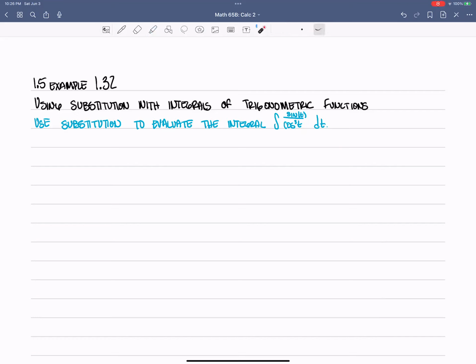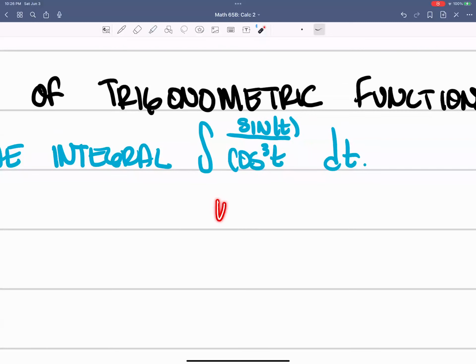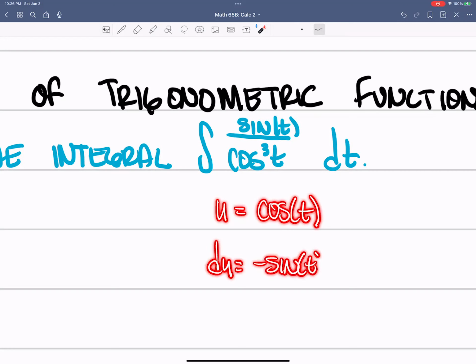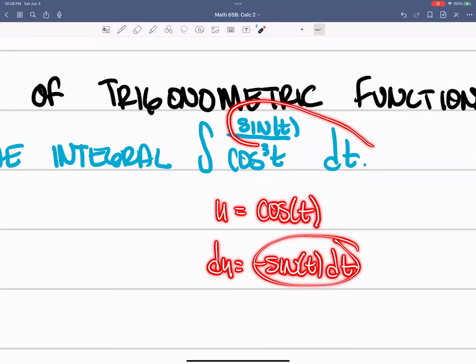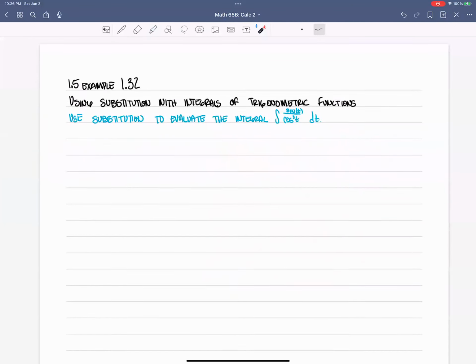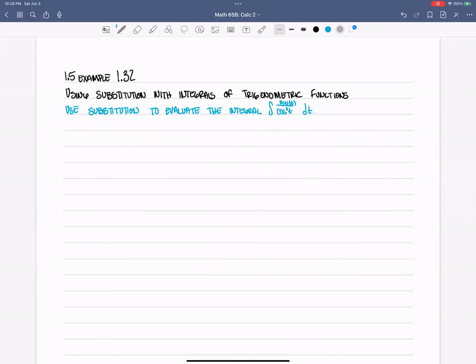Well, what I do see is down here we have a cubic function, up here we have a single function, but more importantly, we know that if we let u equal cosine t, the derivative is negative sine t dt. And this is actually what we have in that numerator. So it's perfect. I think we found exactly what we needed now.